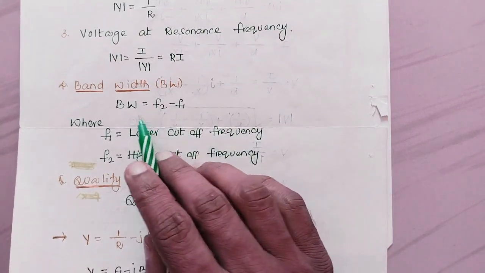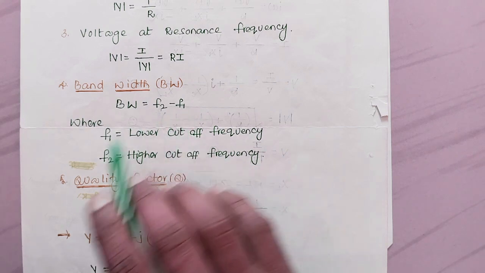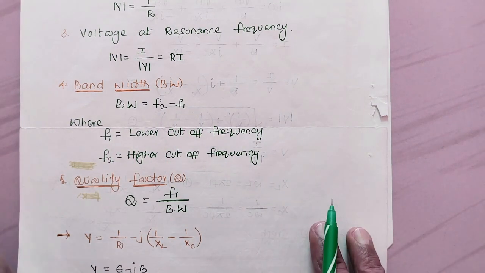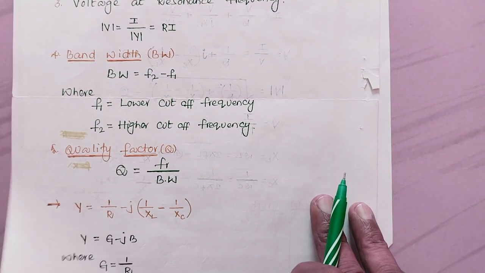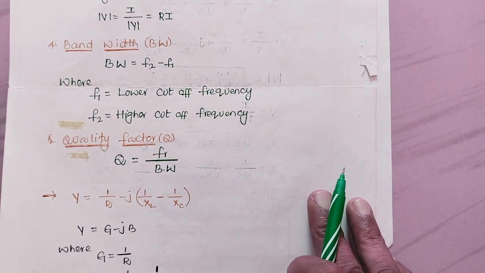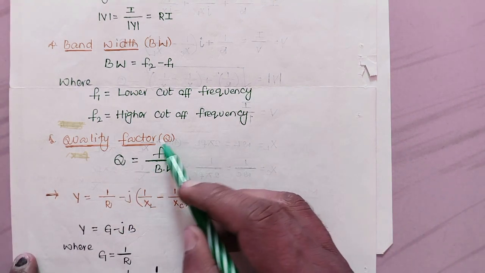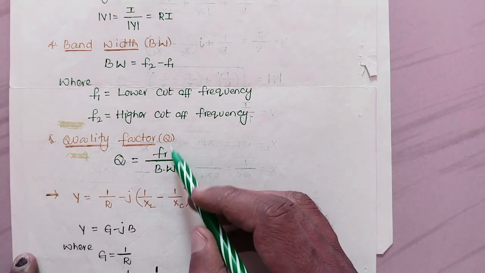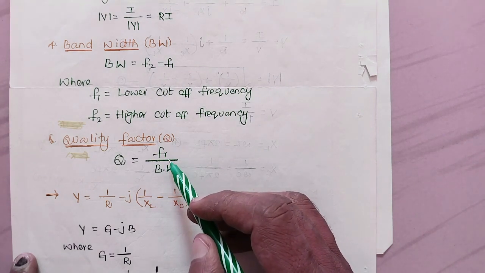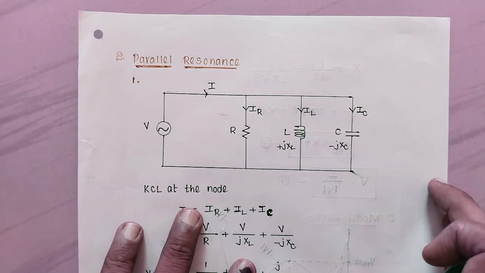Here bandwidth is the difference of the cutoff frequencies. Bandwidth equals F2 minus F1, where F1 is the lower cutoff frequency and F2 is the higher cutoff frequency. And what is the quality factor of the circuit at resonance? Q equals the ratio between the resonance frequency and the bandwidth. If you know the resonance frequency and bandwidth, the ratio between the two is nothing but the quality factor of the circuit. So these are the important points for series resonance.